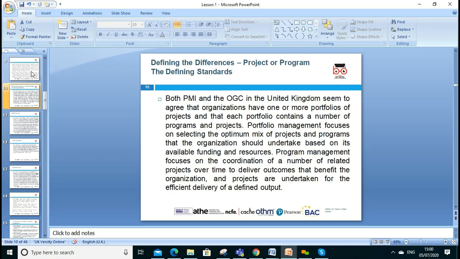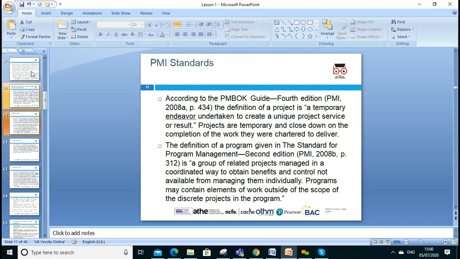So we discussed the difference between the project and the program. Both PMI and the OGC in the United Kingdom seem to agree that an organization has one or more portfolios of projects, and each portfolio contains a number of programs and projects. Portfolio management is focused on selecting the optimum mixture of projects and programs that the organization should undertake, based on its available funding and resources. Program management is focused on coordinating a number of related projects over time to deliver the outcome and benefit to the organization. Projects are undertaken for the efficient delivery of defined outcomes.